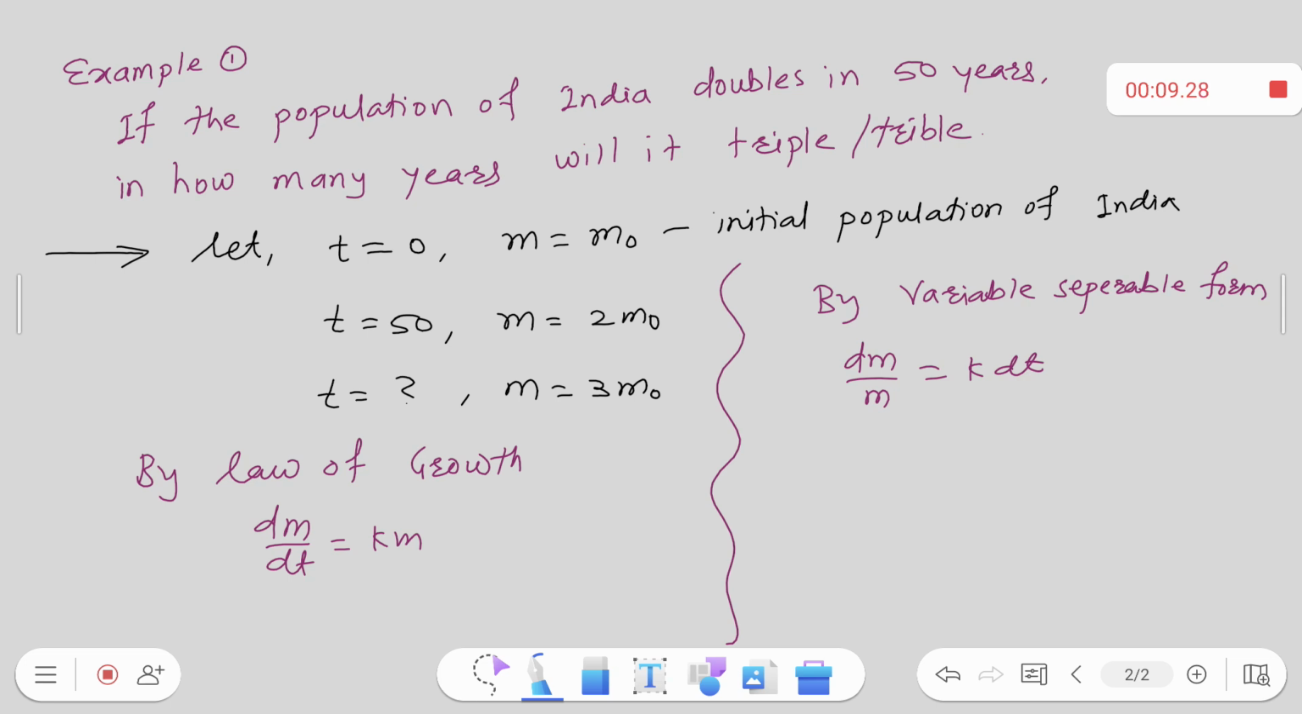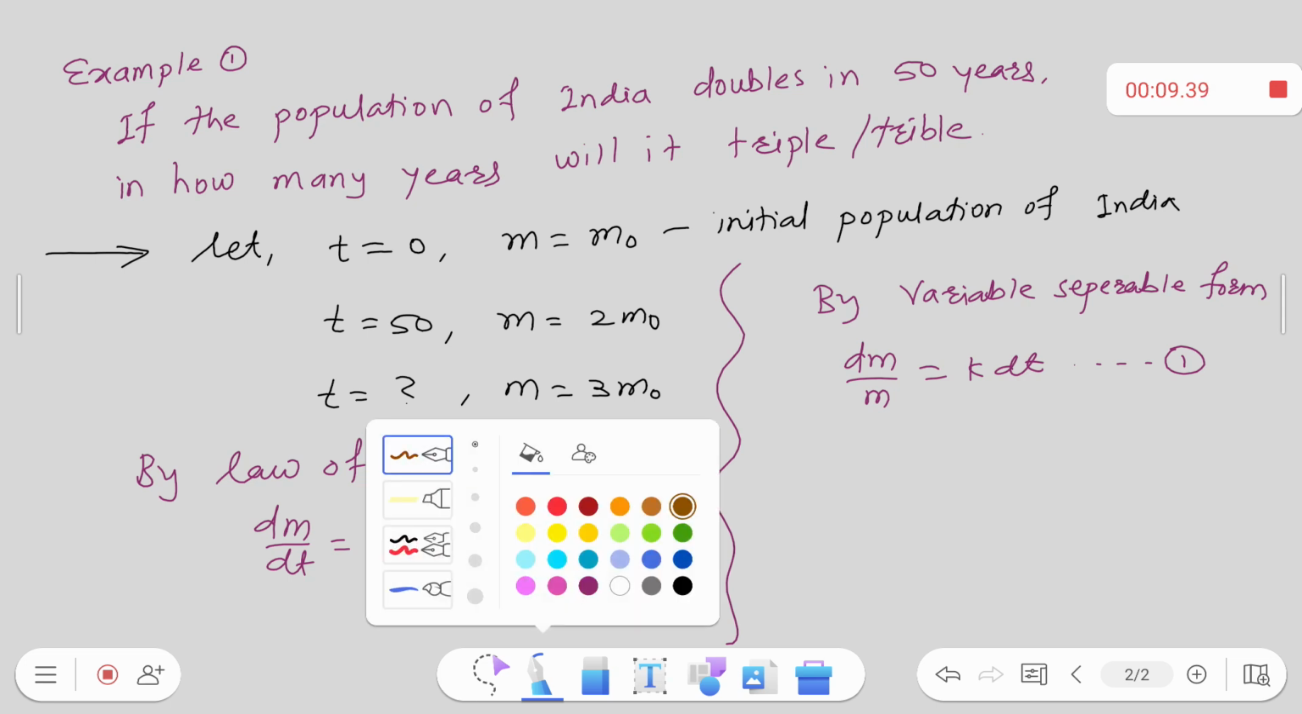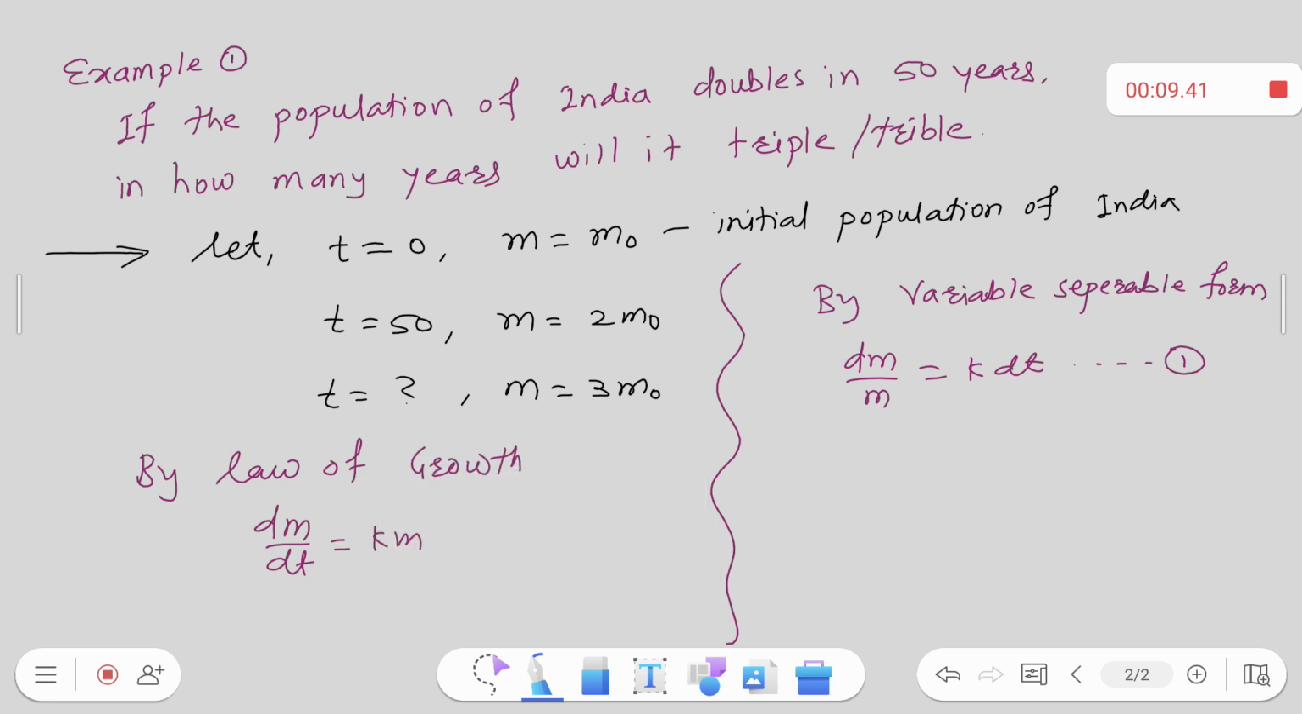By variable separable form, we have differential equations with separate variables m on one side and t on the other side. Let us assume it as equation 1. So integrating equation 1 with respect to m and t using these limits. Now we have 3 different limits. So use the first 2 limits for k, because k is unknown. So integrate equation 1 using these 2 limits for the value of k.